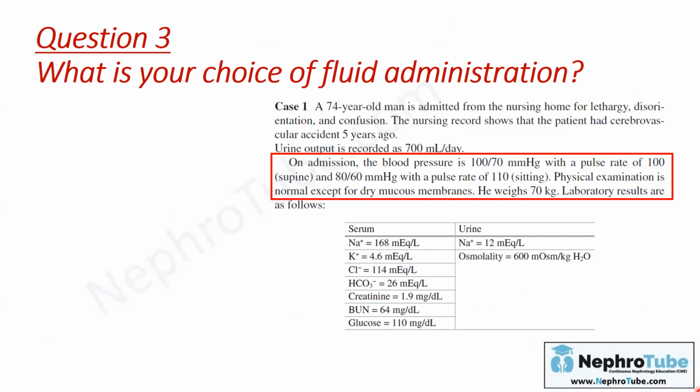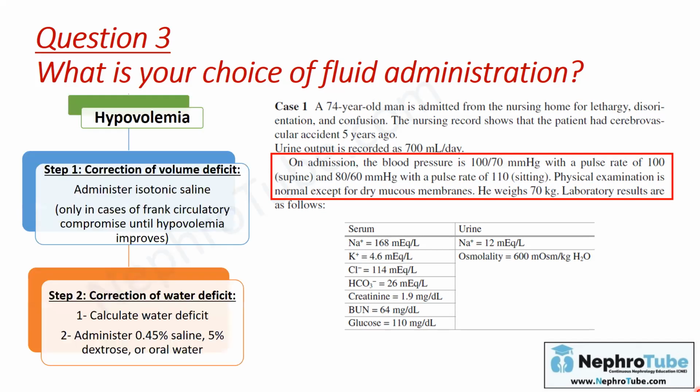Back to our patient, to apply question 3 on our patient, what is the fluid of choice? As we mentioned before, this patient has postural changes and hypotension. While he is sitting, his blood pressure is 80/60. So we will replace at first with isotonic saline till his blood pressure improves. Then we can use other forms of fluid replacement.